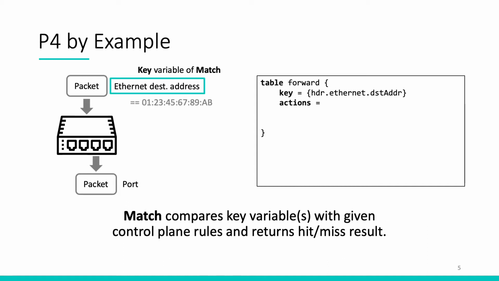The first operation of the table forward is match, that is, comparing the Ethernet destination address with the control plane rule. If the address is the same as the value given by the rule, the match will return hit, otherwise the match will return miss. Match of a table compares key variables with given control plane rules and returns a hit or miss result. So the programmer specifies what the key values are in the table definition.